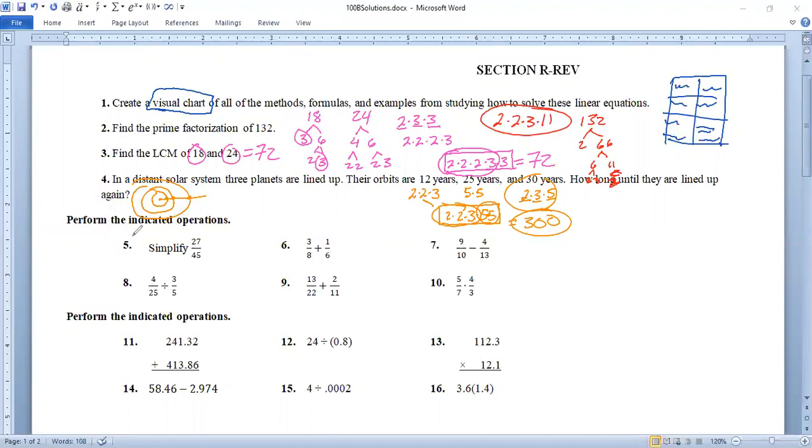Now, we're told to perform the indicated operations, which means you're going to use a calculator on many of these. A couple that you may not see how to use a calculator for, we can do by hand. Like this one that says simplify. Most calculators, if you stick this in as a fraction, you can just hit enter and it will reduce it. This is going to divide by 9, and we get 3/5.